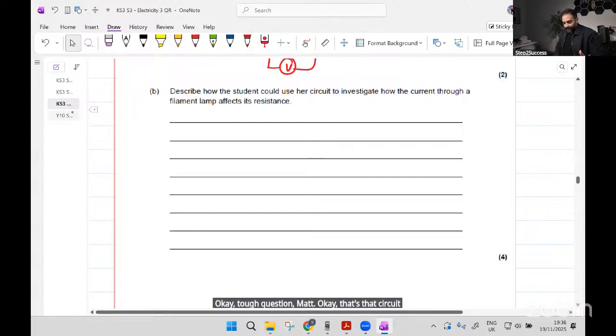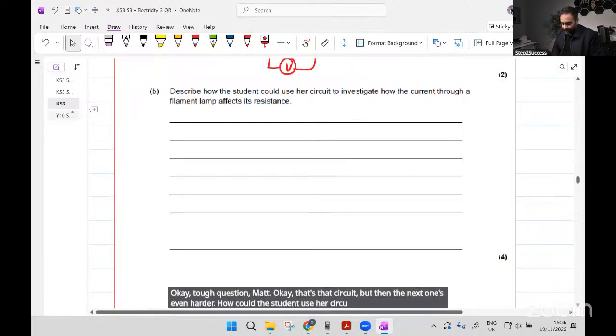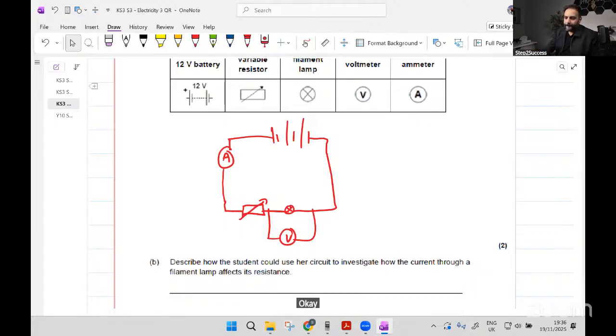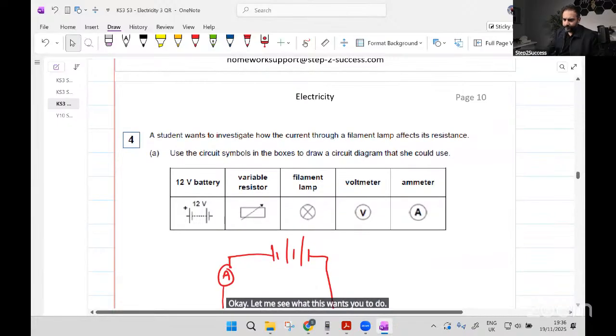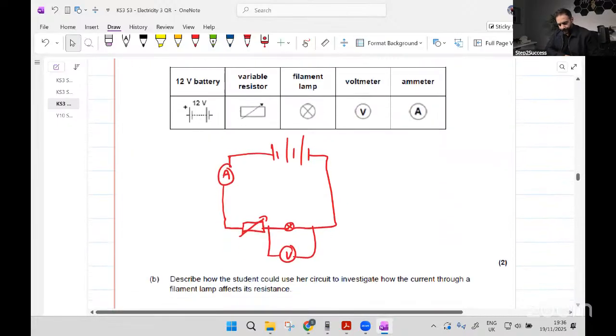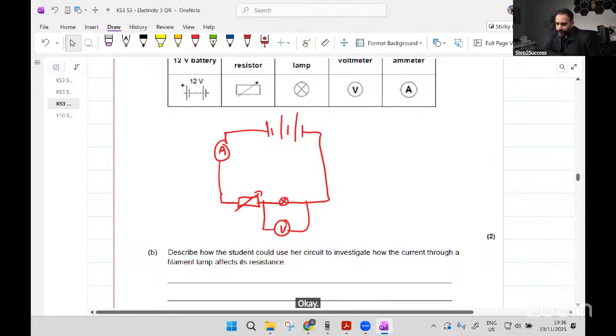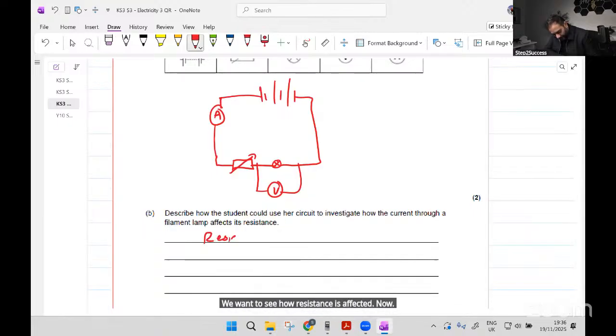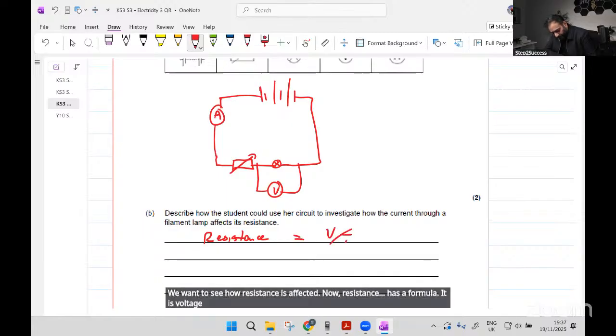But then the next one's even harder. How could the student use her circuit to investigate how the current affects its resistance? Let me see what this wants you to do. I'll tell you the easy bit. We want to see how resistance is affected. Now, resistance has a formula. It is voltage divided by current.